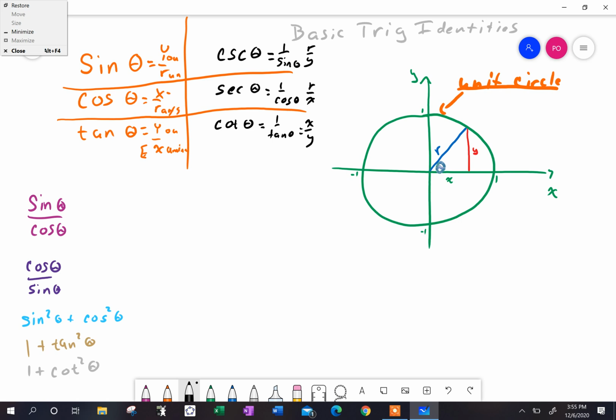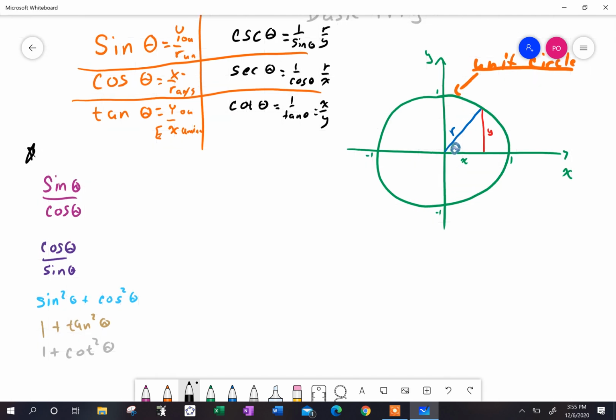But these down here, this is where it gets good. The sine of theta over cosine of theta is equal to y over r over x over r. The cool thing is, if you multiply this by r over r, you get y over x, which happens to be the tangent of theta.